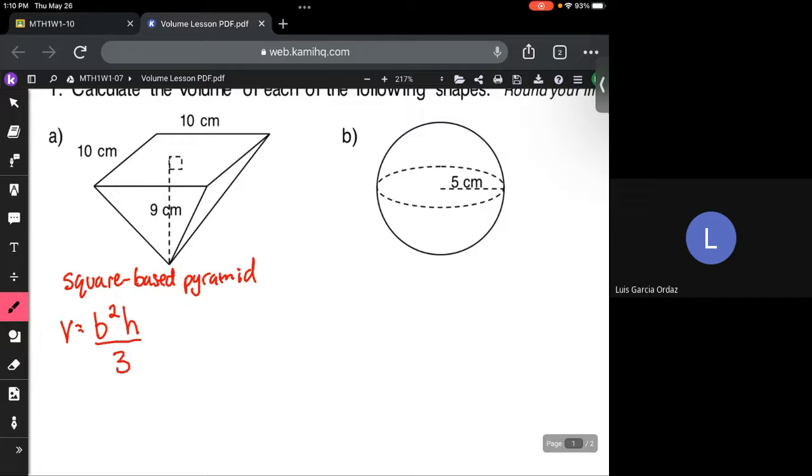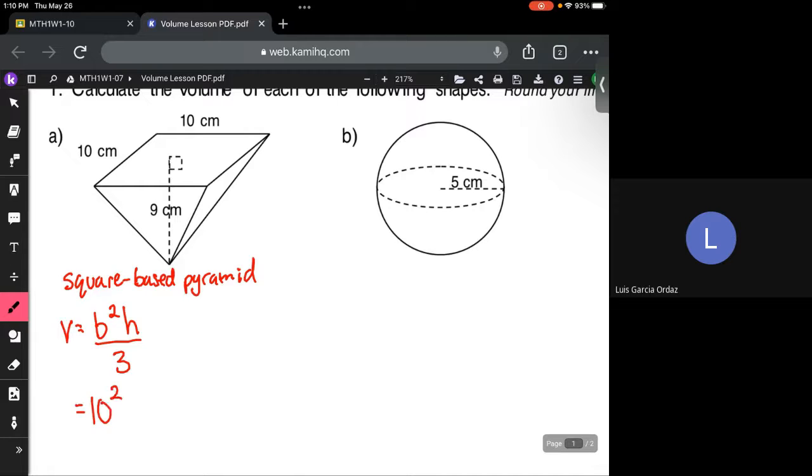You mean A base times h? No, I like b squared times h divided by 3. You can rewrite them different ways if you want. So what's the reason for having the base squared? What's the point of it, Austin? Well, it's also a square. Okay, the base is a square. So what is the dimension for my base in that square-based pyramid? 10. So you're going to get 10 squared.